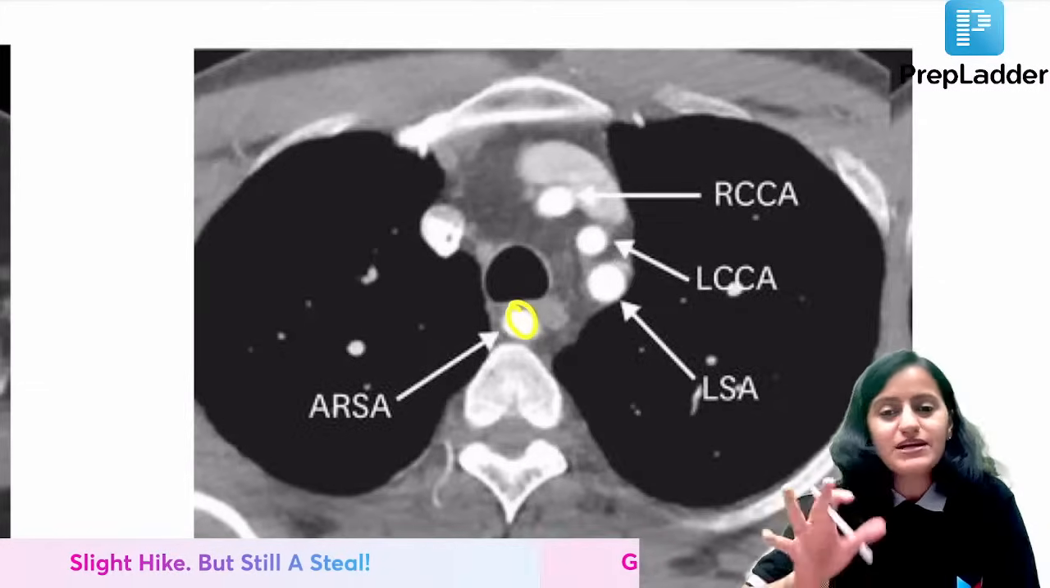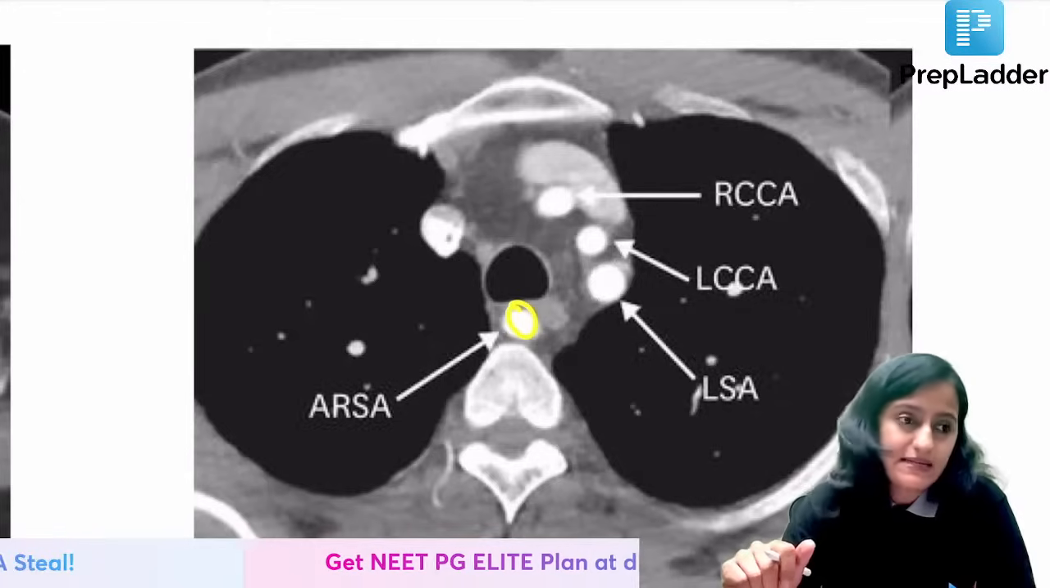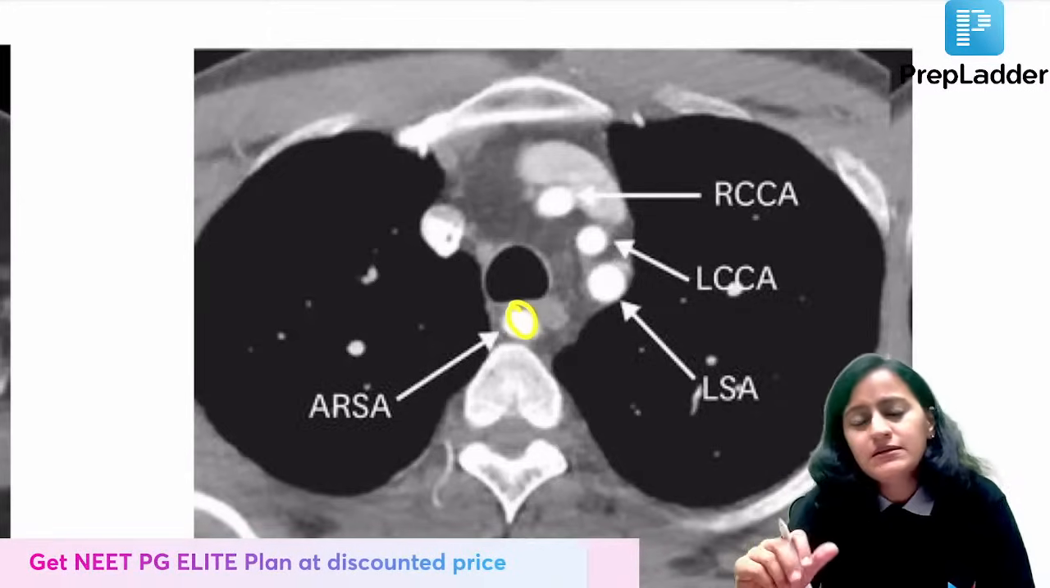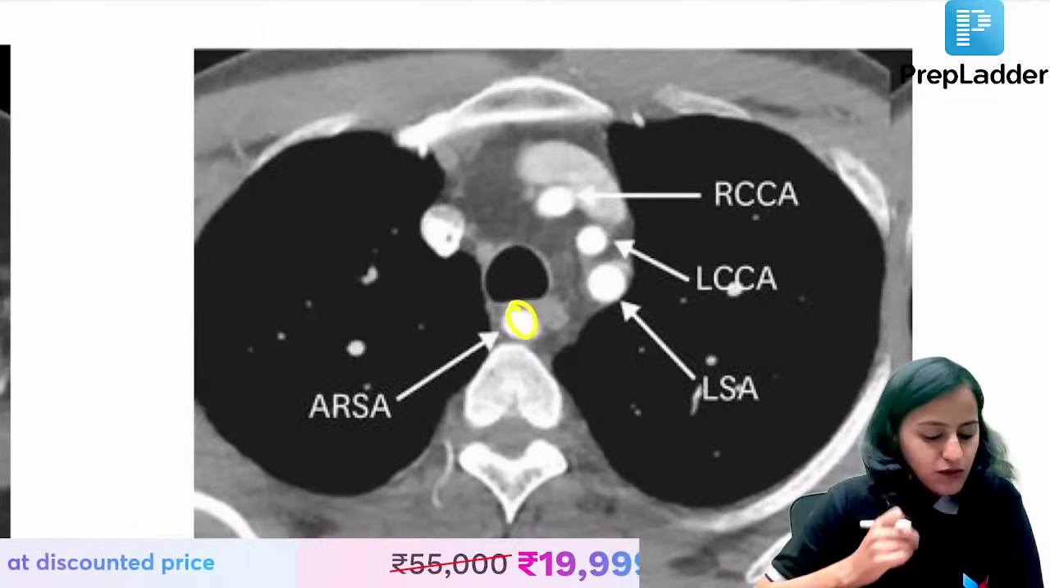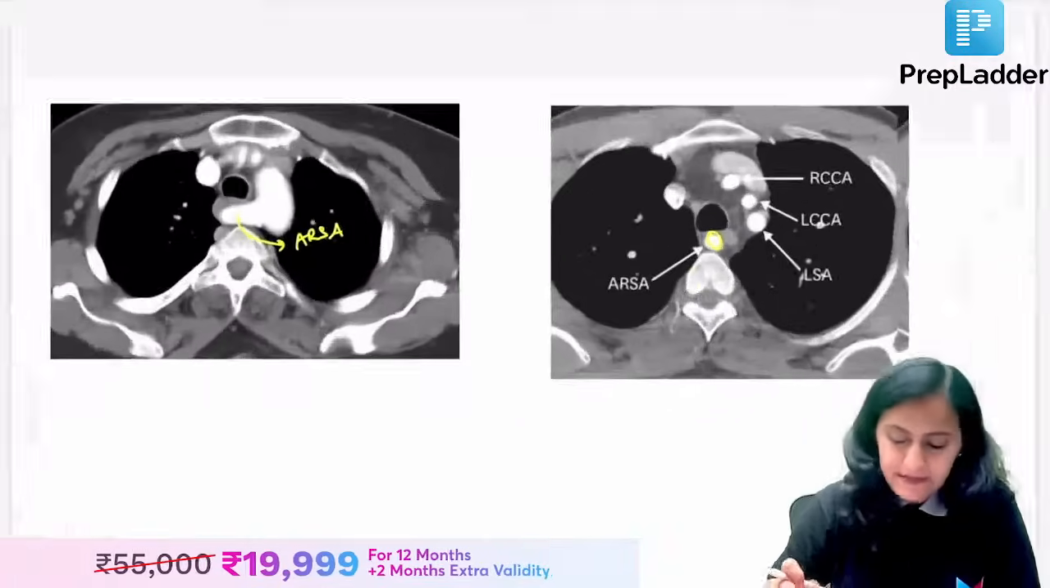In double aortic arch, two aortic arches will basically be seen. I'll maybe share an image with you on Telegram as well to show you that. Correct.